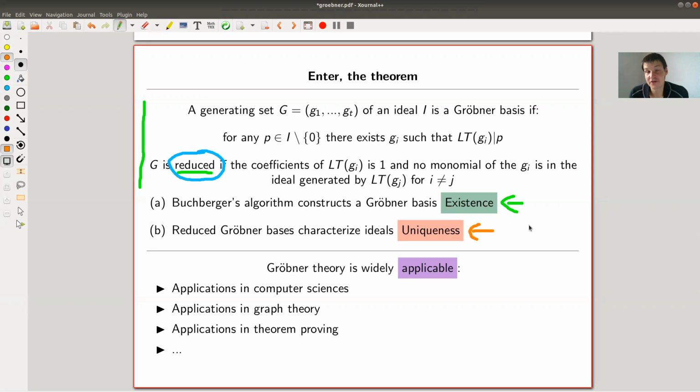And that's very nice, because now it characterizes ideals uniquely, which means if you want to check whether two ideals are the same, just run the Buchberger algorithm on both. If you get the same result, then they are the same. If you don't get the same result, then they're not the same. So with existence and uniqueness, it characterizes exactly the statement you would like to see.